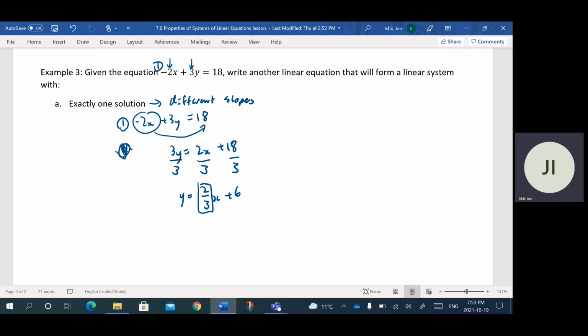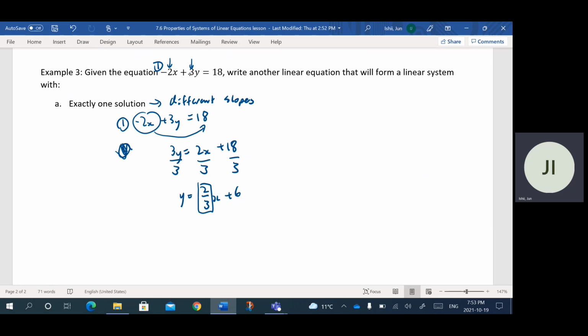Okay, so algebraically, you move the negative 2x over to the other side and divide by 3. So essentially, you take this number here and divide it by this number to get your slope, with the opposite sign. So this is positive 2 over 3, even though you have a negative 2 and a positive 3.